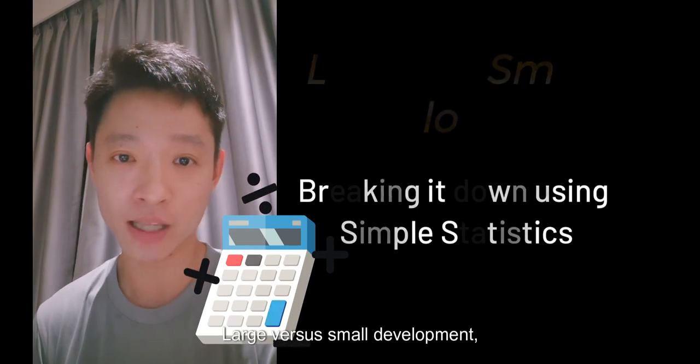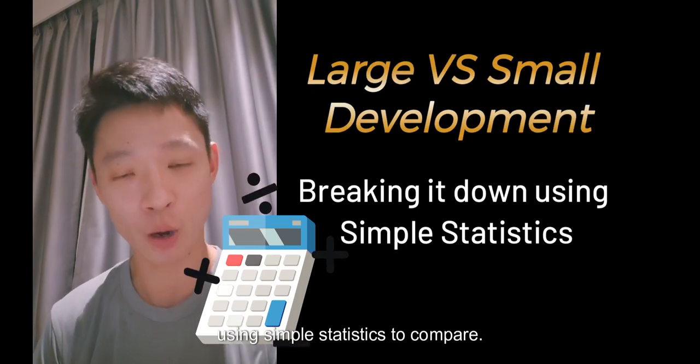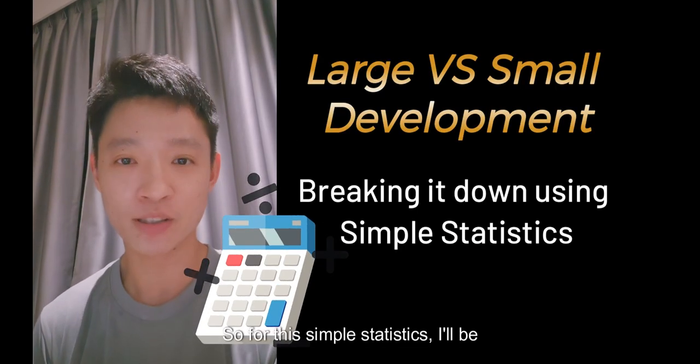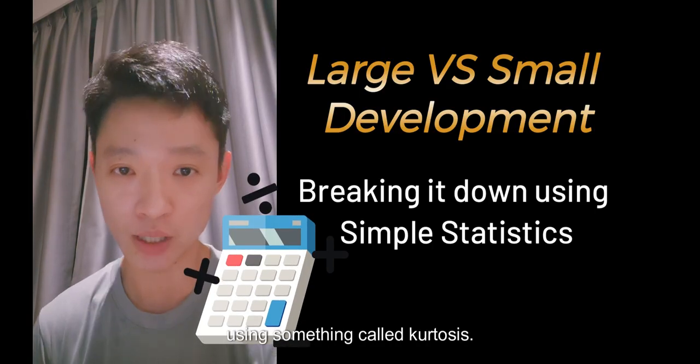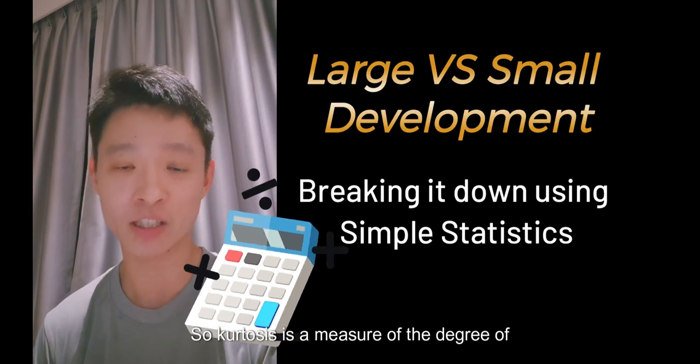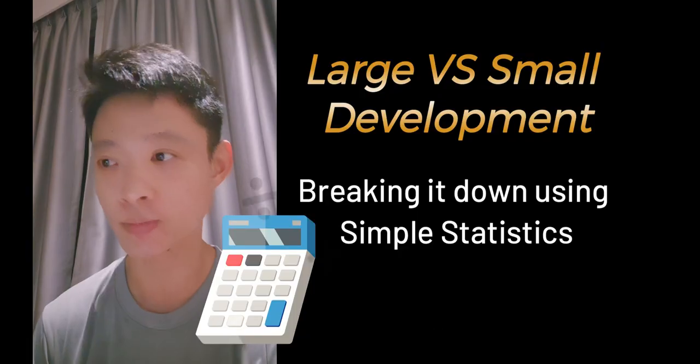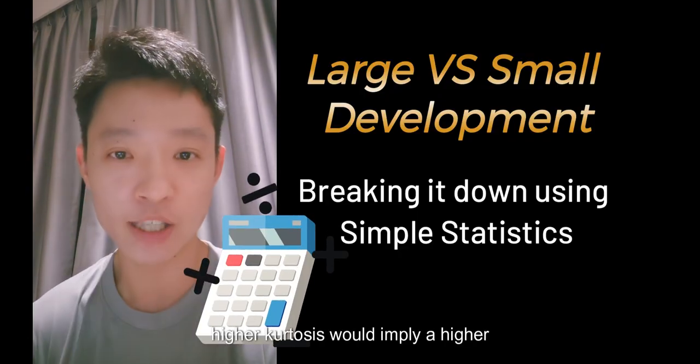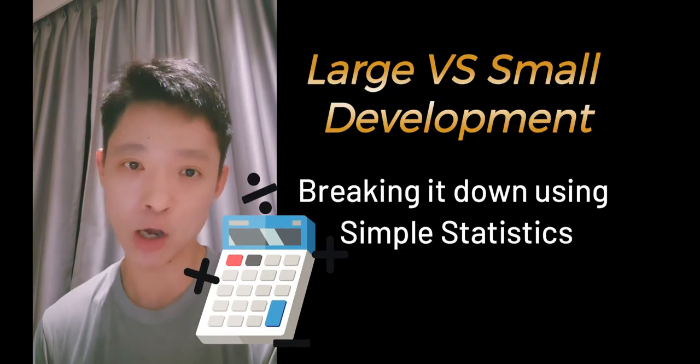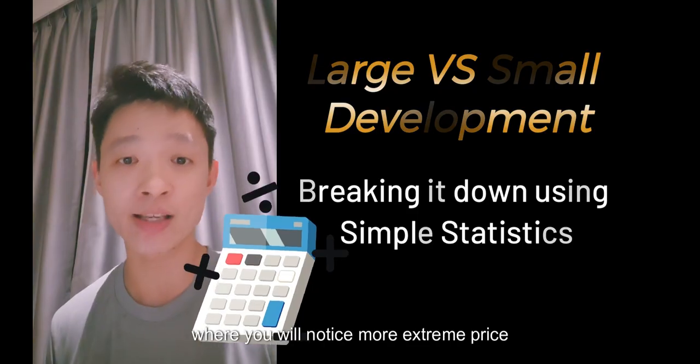Large versus small development using simple statistics to compare. For this simple statistics, I'll be using something called kurtosis. Kurtosis is a measure of the degree of outliers in the distribution. A higher kurtosis will imply a higher volatility, where you will notice more extreme price movements.